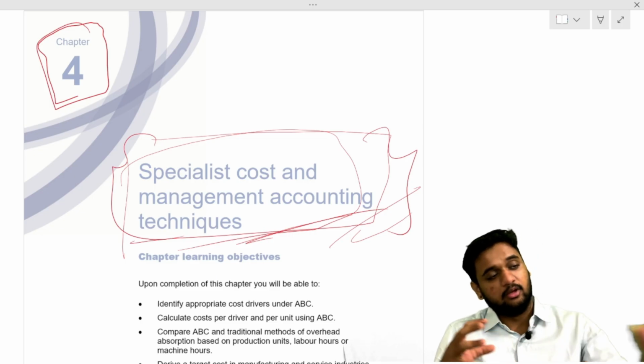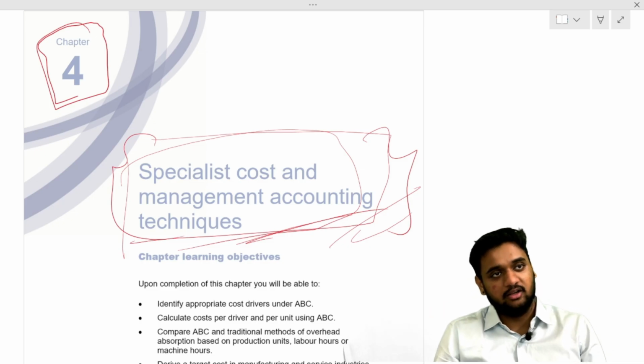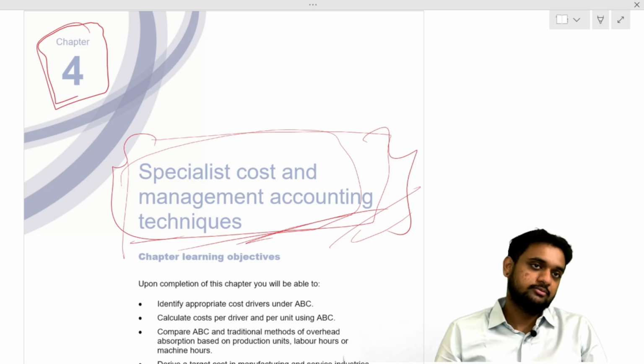Before proceeding to this chapter, we have to know a concept called absorption costing. Have you learned it somewhere? Yes, sir. Where? What do you know about absorption costing? Why are you looking at her? You tell. Tell what you know. It's okay.